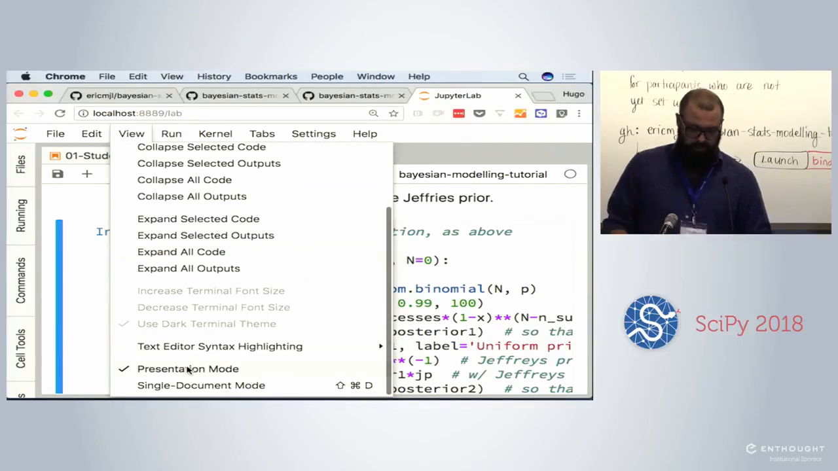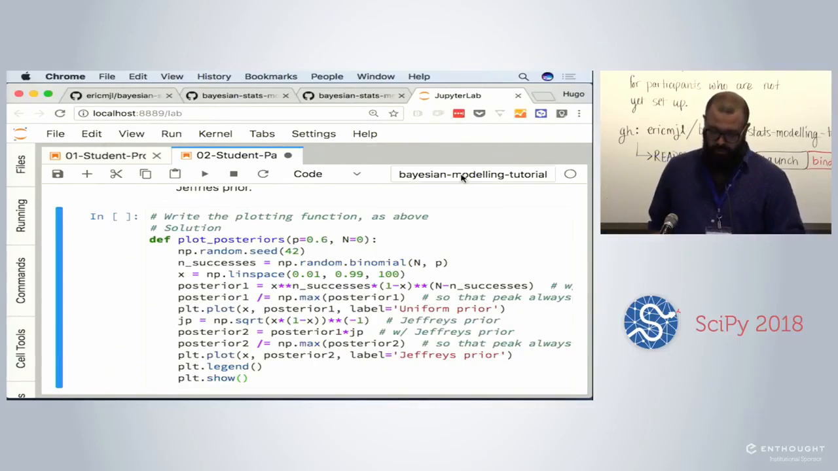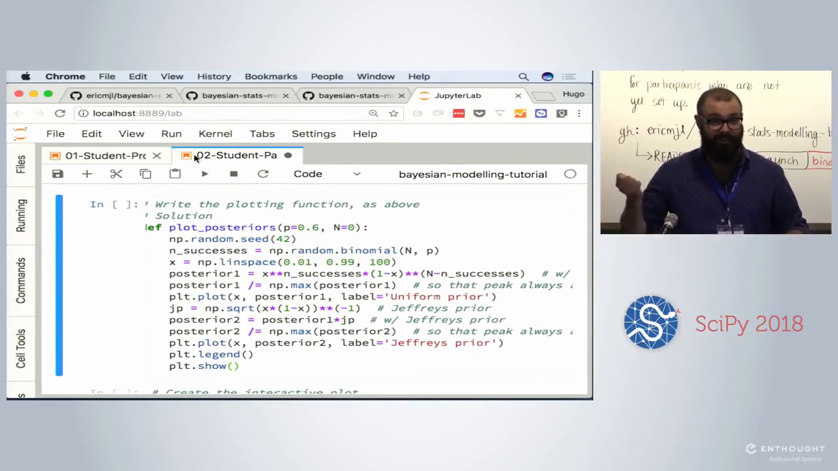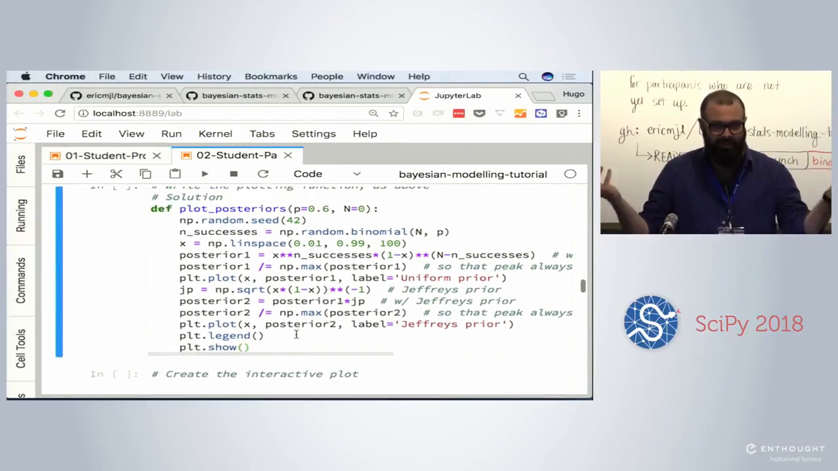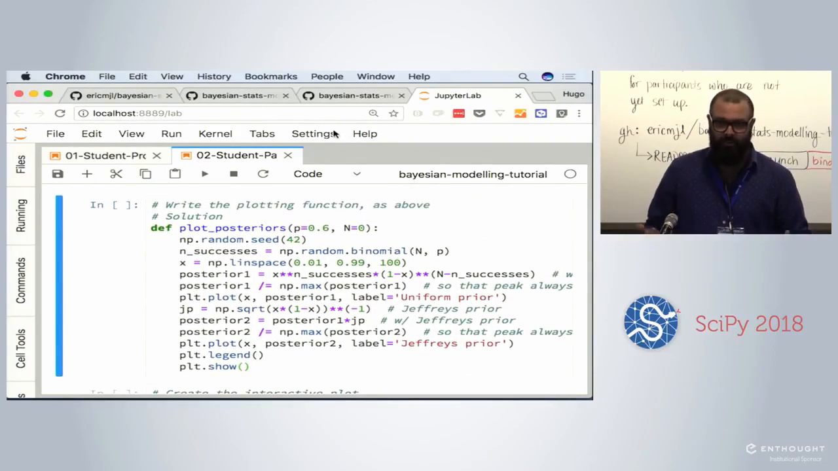Now, the next exercise is to create an interactive plot like the one above, except that it has two posteriors on it, one for the uniform prior, another for the Jeffreys. And what we'll do is move the slider to see that in the large data limit, both of these posteriors are going to be the same. I mean, that's just spoiled the punchline.